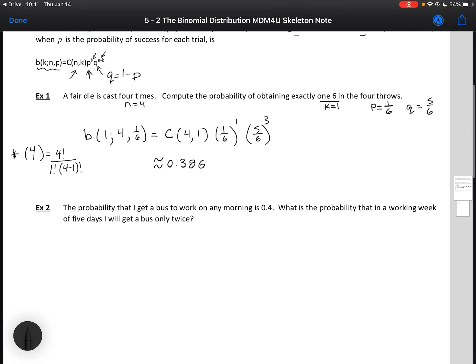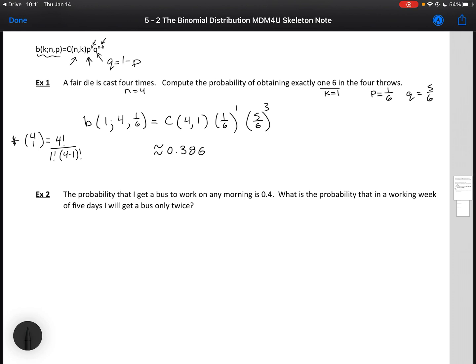So let's look at another example here. The probability that I get a bus to work on any morning is 0.4. What is the probability that in a working week of 5 days, I will get a bus only twice? So the first thing I'm given in the question is my p value, my probability of success. That also tells me my q value is 0.6. I'm looking for the probability that in a working week of 5 days, that is my n value, my number of trials, that I will get a bus only twice. So I'm looking for 2 successes, or k equals 2.